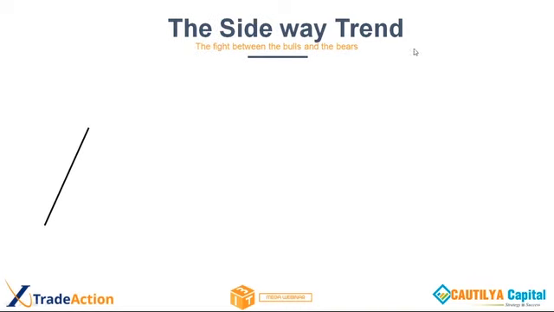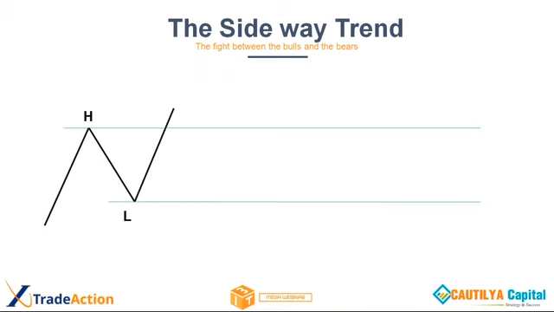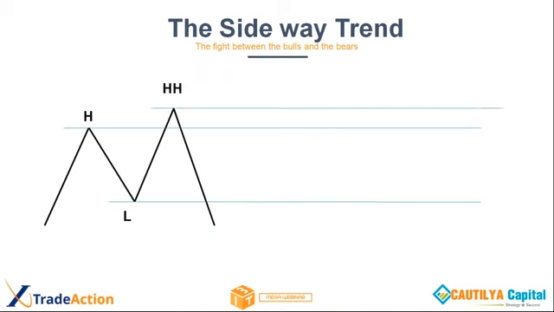Next, see what happens in a sideways market. In a sideways market, a high is formed, and suddenly a low is formed. At the same time, that high is also broken. It forms a higher high. When it formed a higher high, the low is also broken. It forms a lower low.